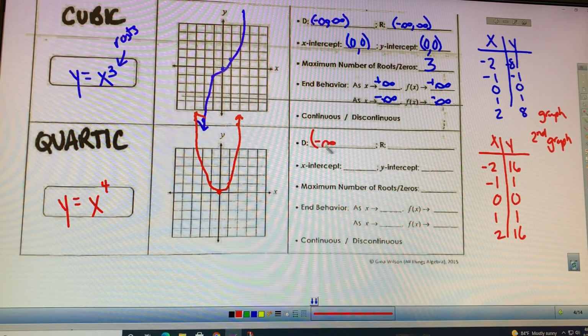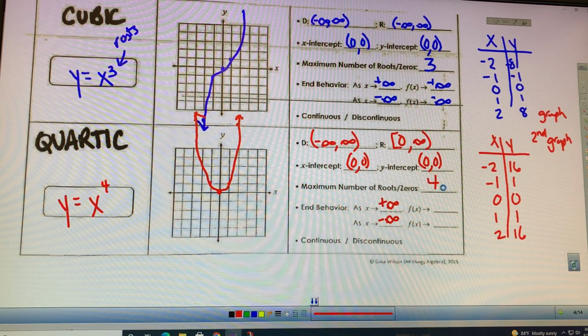No restriction in the domain. Range from 0 to positive infinity. The x and y intercepts are the same. Maximum number of roots is 4. As it approaches both of those, it is going to positive infinity for both. Okay.